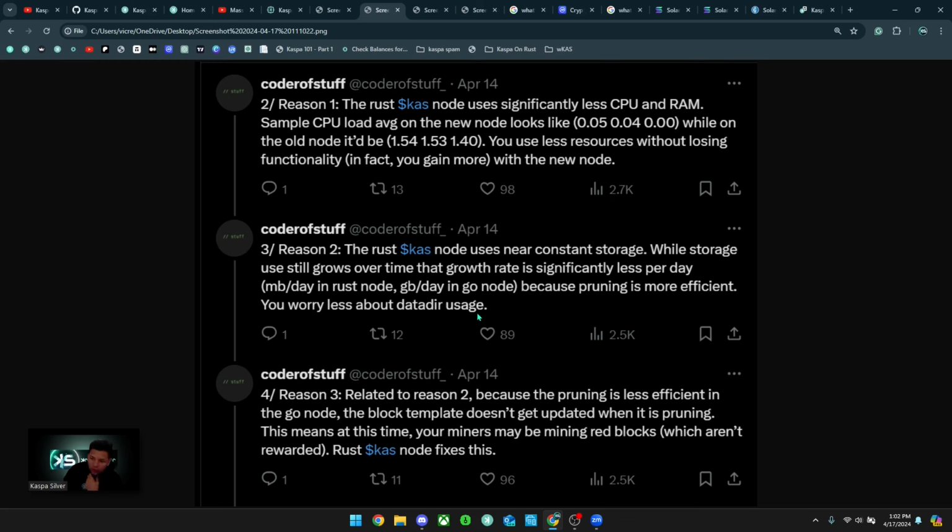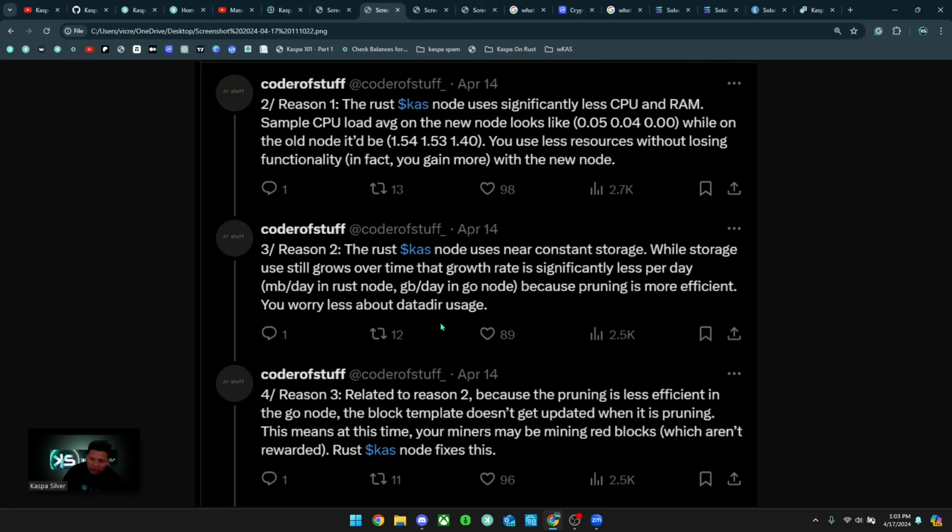Reason number 2, the Rust Kaspa node uses near constant storage. While storage use still grows over time, that growth rate is significantly less per day: megabytes per day in the Rust node, gigabytes per day in the Go node, because pruning is more efficient. You worry less about the storage requirements.